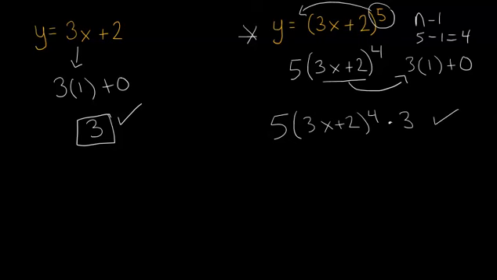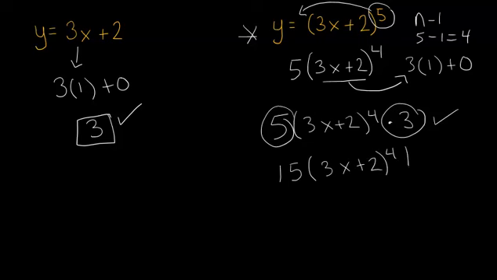This could technically be the answer, but we could further simplify it, so we can multiply the 3 and the 5 together, and that gives us 15. So I have 15 that I move to the front. It could technically stay in the back as well. And I have 3x plus 2 to the 4th power. And this is my answer right here.